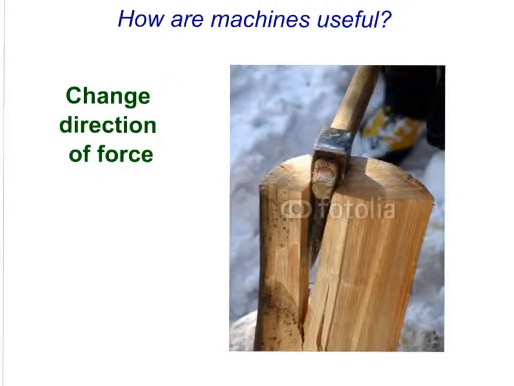Some machines change the direction of force. This wedge-shaped blade on the axe is an example. You exert a downward force on the axe to split the wood. The blade changes this downward force into outward forces that split the wood.